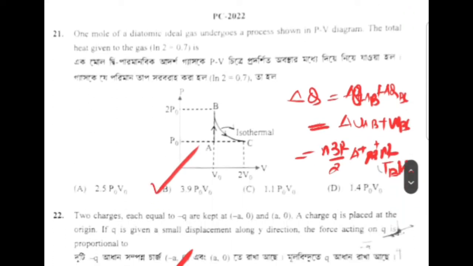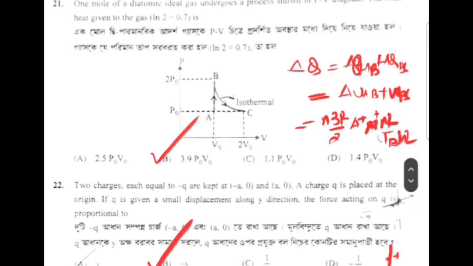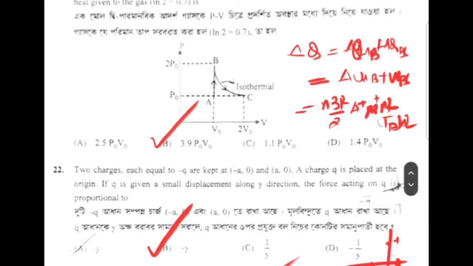Two charges each equal to Q are kept at minus a comma 0 and a comma 0, and a charge minus Q is placed at the origin. If the charge is given a small displacement along the y direction, the force acting on it is proportional to what? You have to make the diagram, then apply the required formula, and then you will get the answer as option B, minus y.